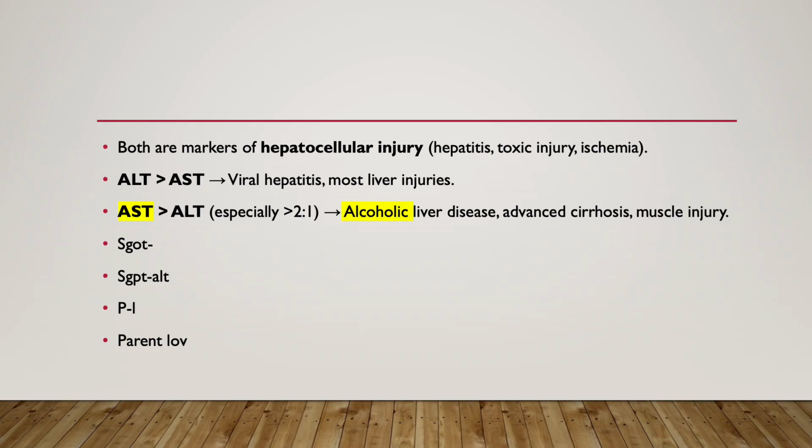So AST and ALT are produced when there is a hepatocellular injury, and if the AST is more than ALT, it's alcoholic hepatitis, and vice versa. If the ALT is more, it's viral hepatitis. Okay? And AST will also be more in advanced cirrhosis and muscle injury. And SGPT is also called ALT, and SGOT is called AST.